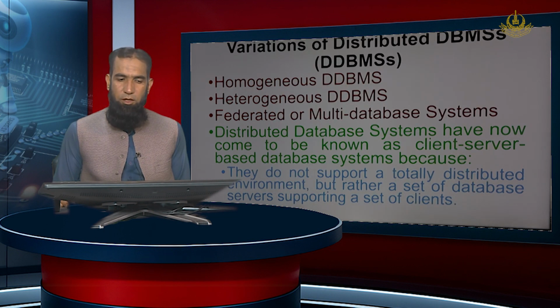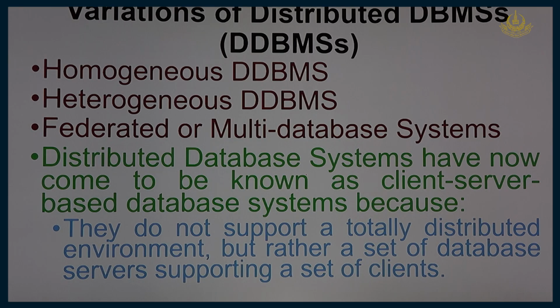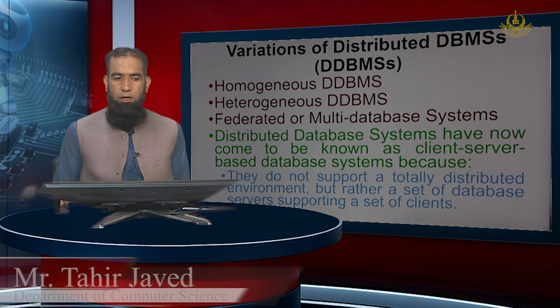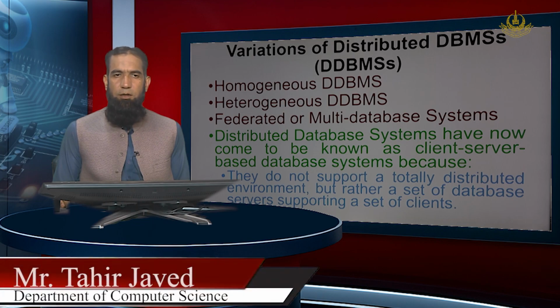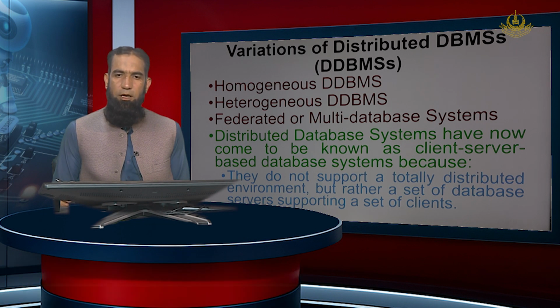Then the distributed. Distributed means the databases or DBMS are divided in multiple locations. These can be homogeneous, these can be heterogeneous. Homogeneous means all the machines are having the same DBMS and operating system. Heterogeneous means different database servers having different operating systems, different DBMS, and in some cases maybe different schemas.